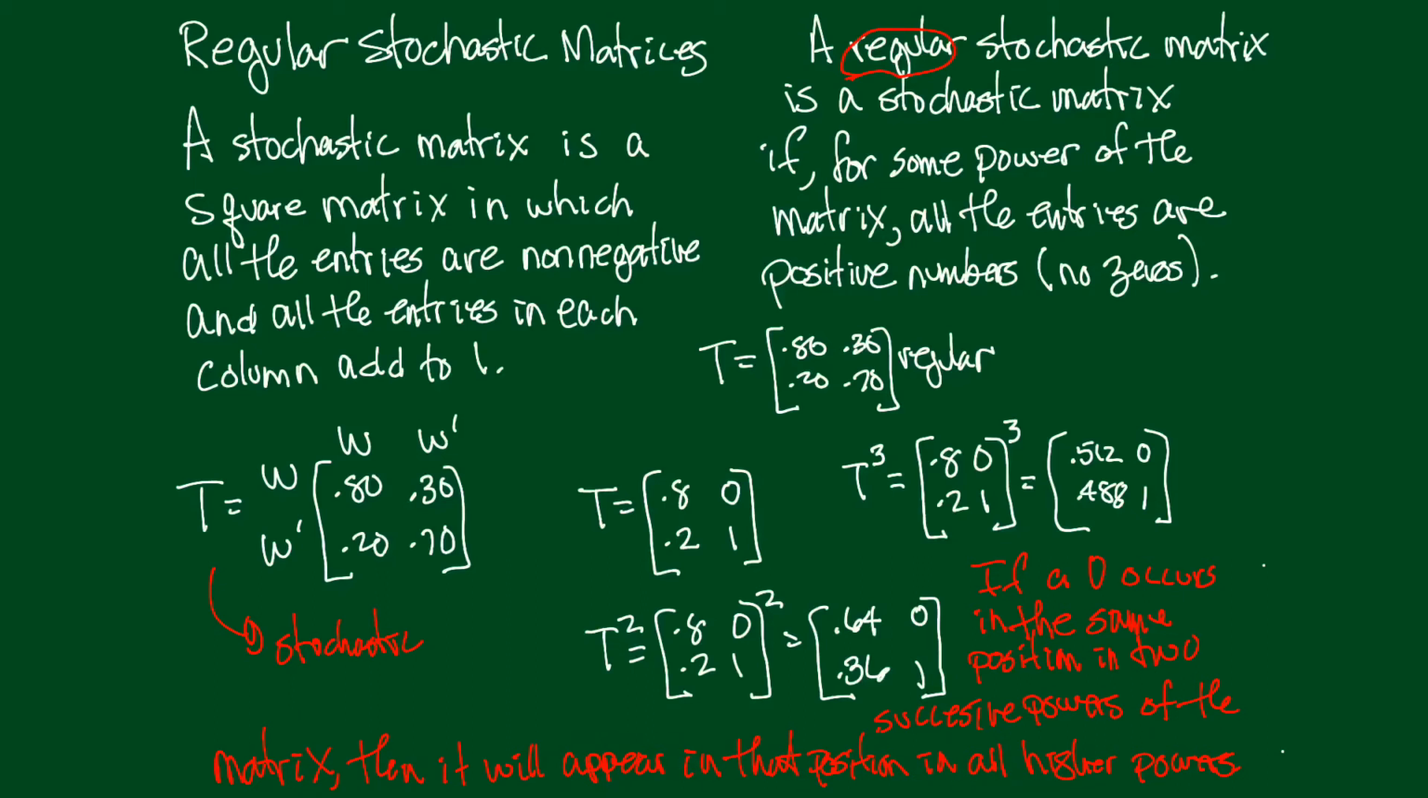So look what we have here. In the first power, I've got a 0 here. In the second power, I've got a 0 in the same position. In the third power, I've got a 0 in the same position. So I'm getting a 0 in the same position in 2 successive powers. So no matter what power we raise this to, we're going to get a 0 there. And hence, this matrix back over here is not regular. So we conclude that this matrix is not regular.